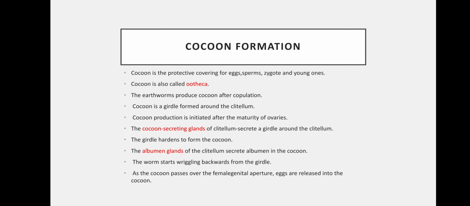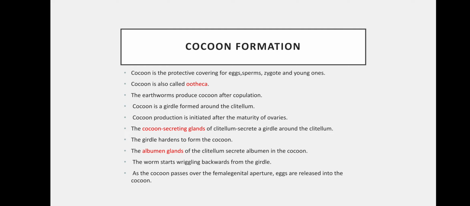Cocoon formation. What are the after effects of copulation? Formation of cocoons. Cocoon is the protective covering for eggs, sperms, zygote and young ones. Cocoon is also called ootheca. Earthworms produce cocoons after copulation. Cocoon is a girdle formed around the clitellum.